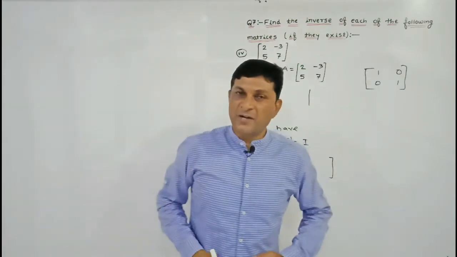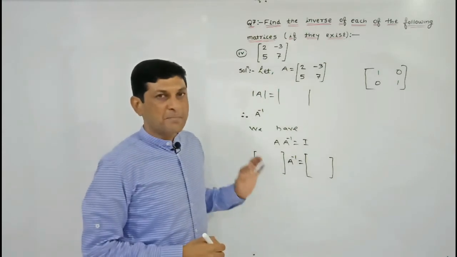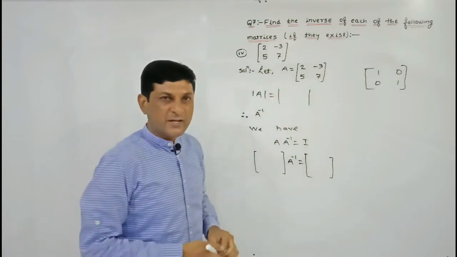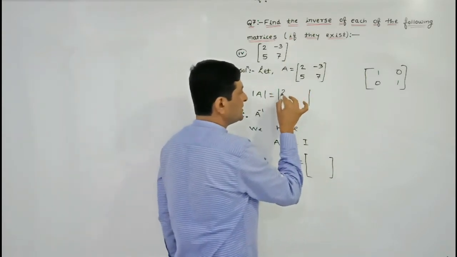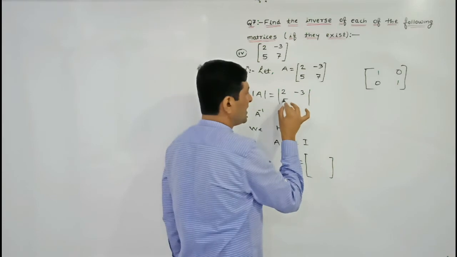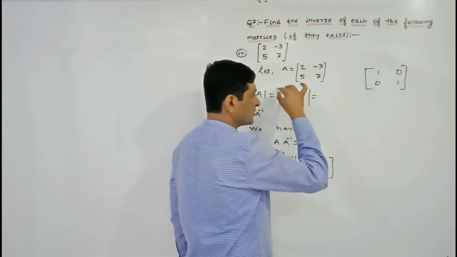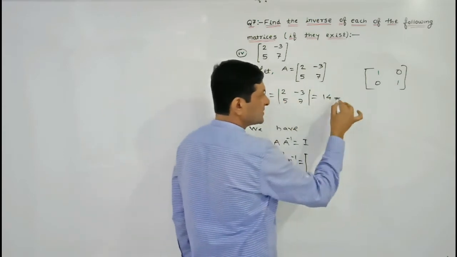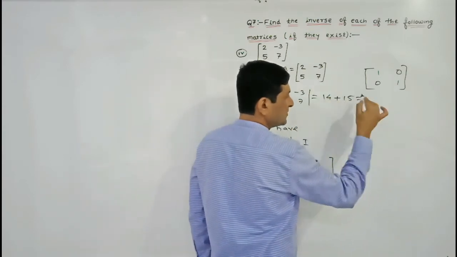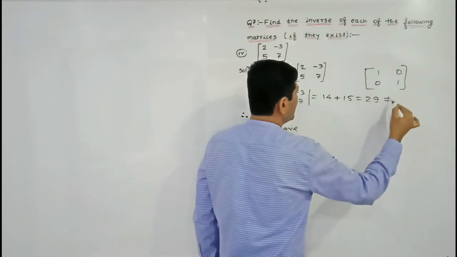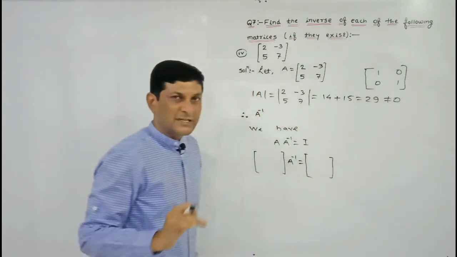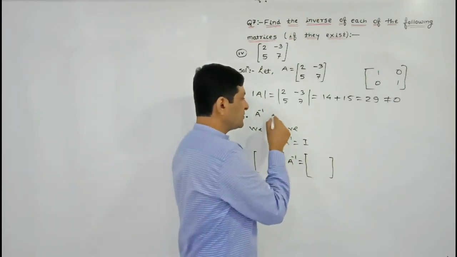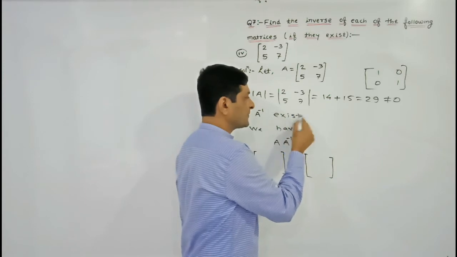In this case also we are trying to find the inverse of this matrix by applying row transformation. First, to check whether the inverse exists or not, find the determinant. Write down these elements in the determinant: 2, -3, 5, 7. First take the product of the diagonal elements, that is 14, minus this product is -15, and minus with this minus will become +15. 15 plus 14 will be equal to 29, and we can observe that the value of the determinant is not equal to 0, which means the matrix is invertible. Matrix is invertible means A inverse exists.